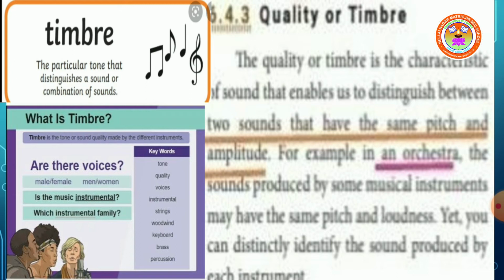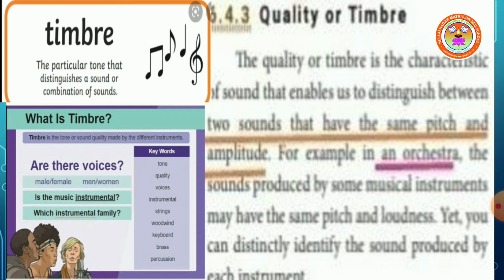Next, quality or timbre. What is timbre? The particular tone that distinguishes a sound or combination of sounds. Is the voice female or male? Is the music instrumental? Which instrumental family? Some keywords are given here: tone, quality, voices, instrumental, strings, woodwind, keyboard, brass, percussion.